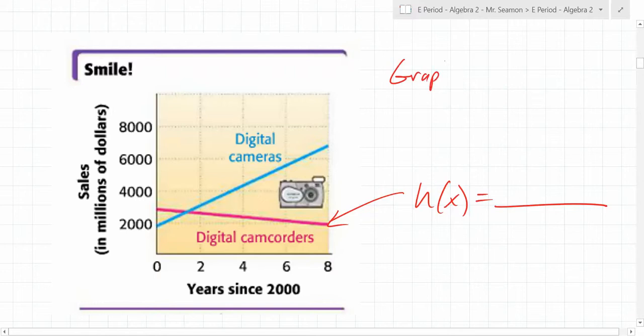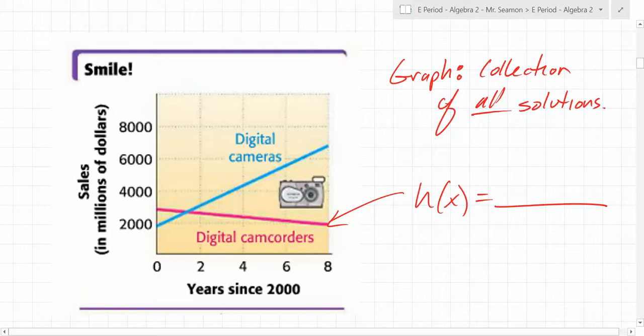Function of x. The graph is the picture of what? Yes, it is the function, but it's the visualization of what? Each point represents a what? Solution. Yes. So the graph is the collection of all solutions. So the blue line is the collection of all solutions to that linear equation. The red line is the visualization of the collection of all solutions to the red one.